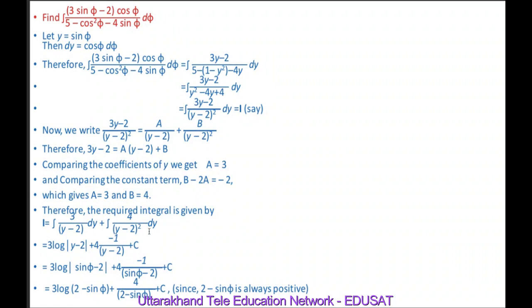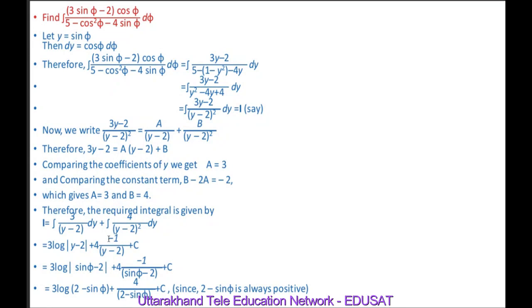Always remember the integration of x raised to n is x raised to n plus 1 upon n plus 1. Here the power was minus 2. If you shift it to the numerator, the power is (y minus 2) raised to minus 2. So minus 2 plus 1 upon minus 2 plus 1. Above you have minus 1, below you have minus 1. So minus 1 upon y minus 2.